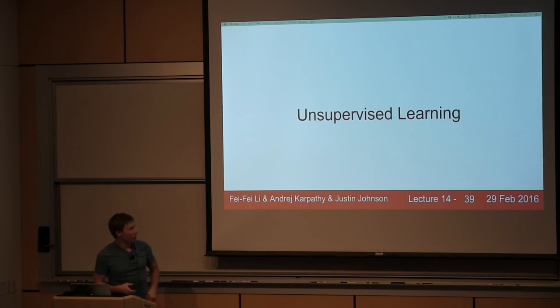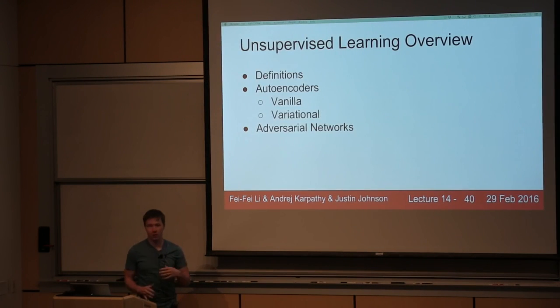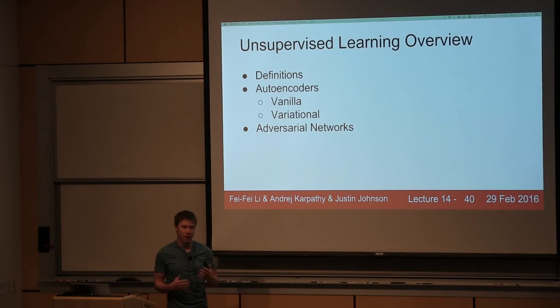Okay, so for the rest of the lecture, we're going to switch gears completely and talk about unsupervised learning. So I'd like to make a little bit of a contrast here. First, we're going to talk about some basic definitions around unsupervised learning, and then we're going to talk about two different ways that unsupervised learning has recently been attacked by deep learning people. In particular, we're going to talk about autoencoders and then this idea of adversarial networks.